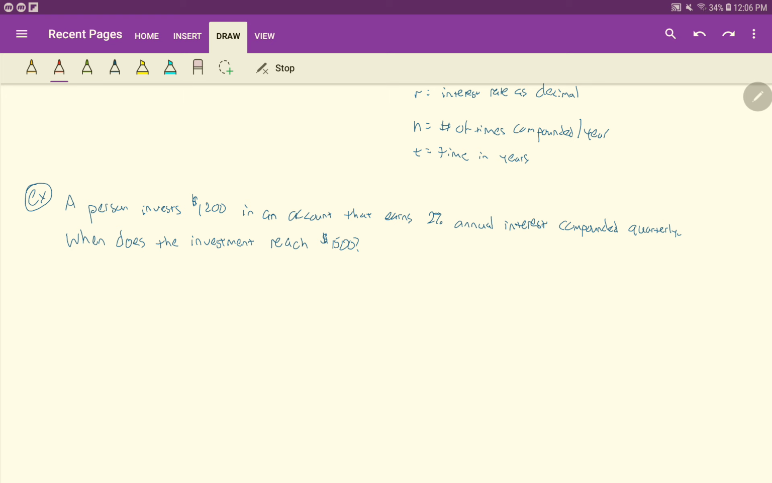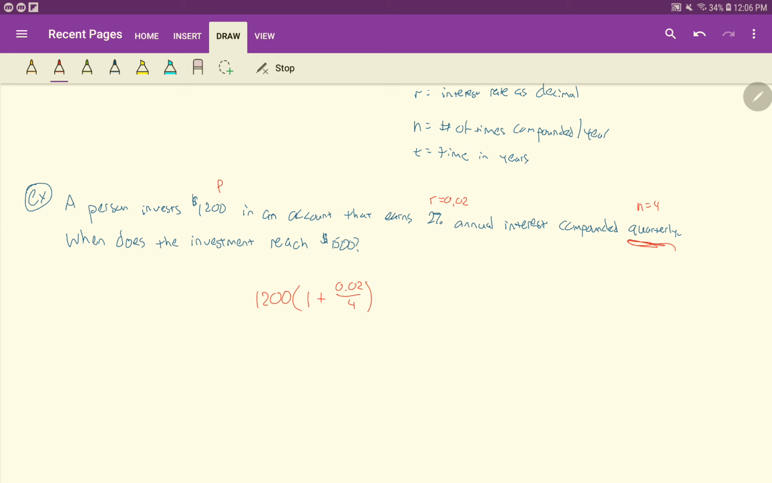So let's use the formula here. A person invests $1,200 in an account. So $1,200 is the starting amount, times 1 plus, earns 2% annual interest, or r is 0.02, compounded quarterly. So quarterly would be how many times per year? Well, how many quarters are there in a year? There are 4. So our interest rate is going to be divided by 4.